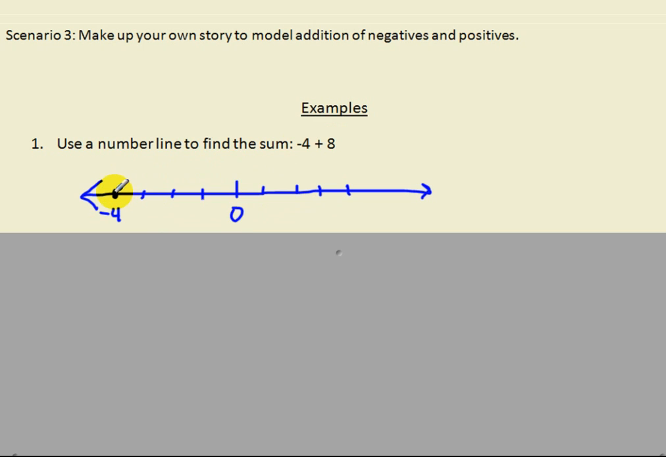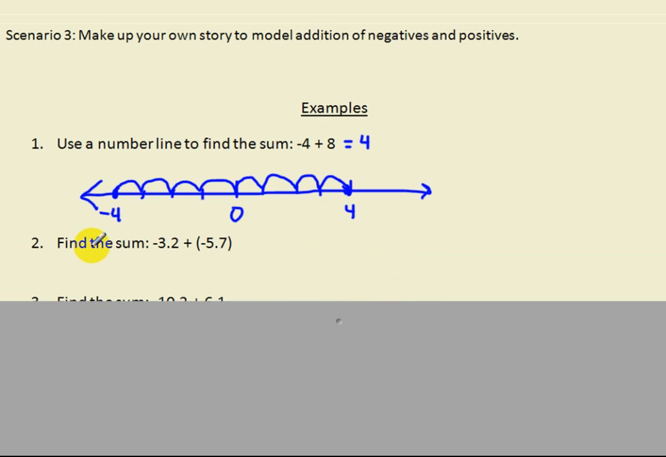So we're going to go 1, 2, 3, 4, 5, 6, 7, 8 places, and we end up at this point, which is 1, 2, 3, 4. So therefore, negative 4 plus 8 is equal to 4. Notice that if you add a negative number, you go to the left instead of to the right.